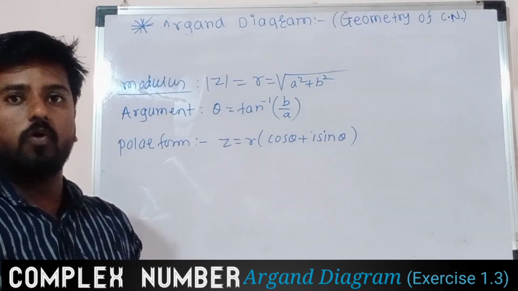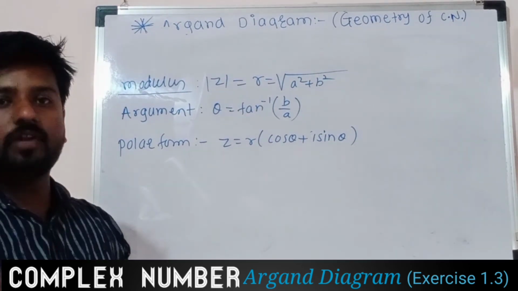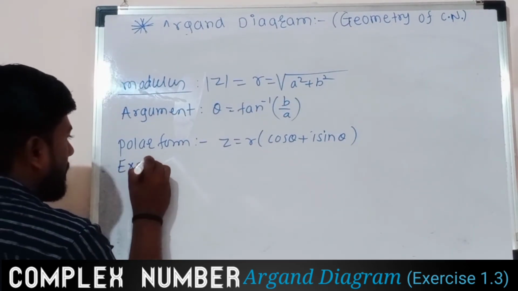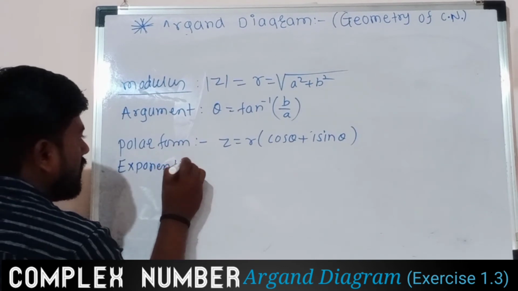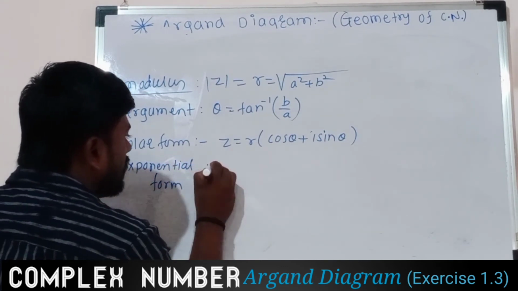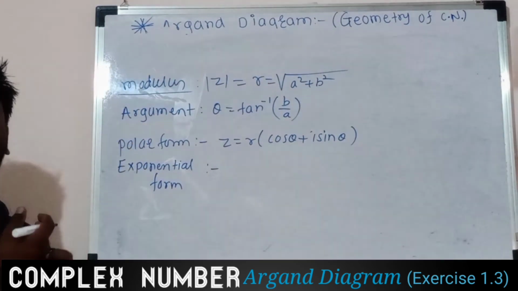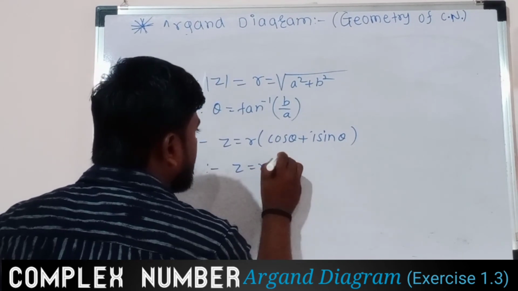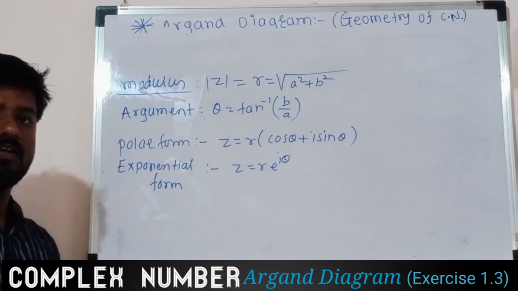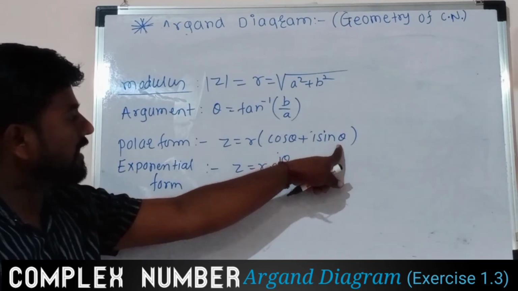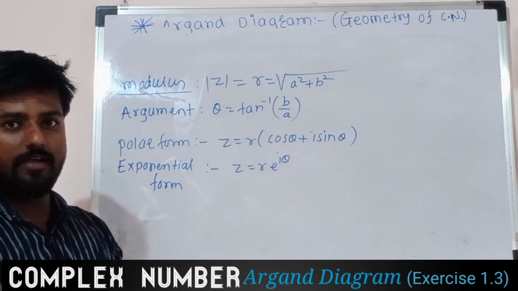After that, in the fourth part, we have seen the exponential form. What is exponential form? Exponential form is nothing but z equals r e raised to i theta, right? So in exponential form, just replace cos theta plus i sin theta by e raised to i theta, right?